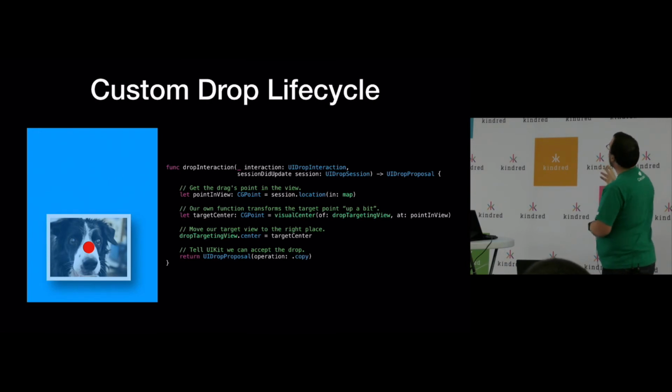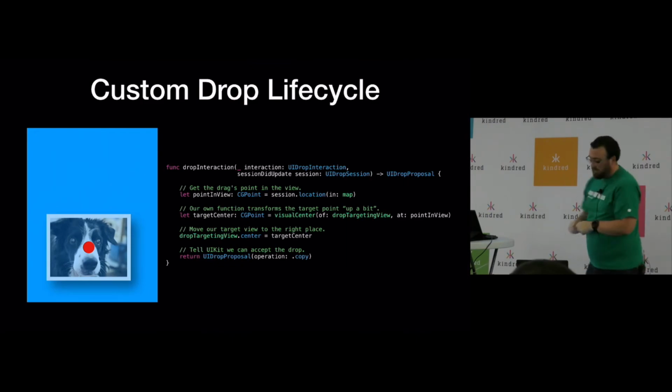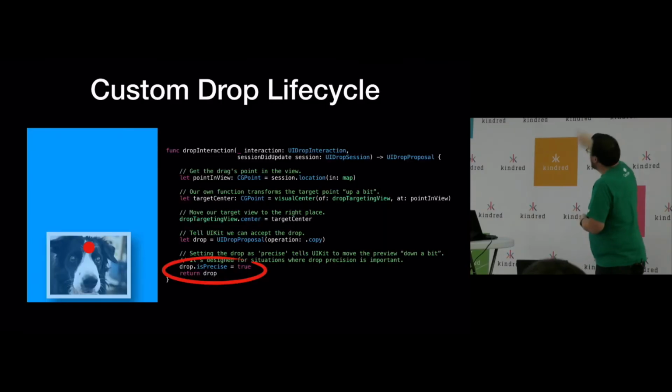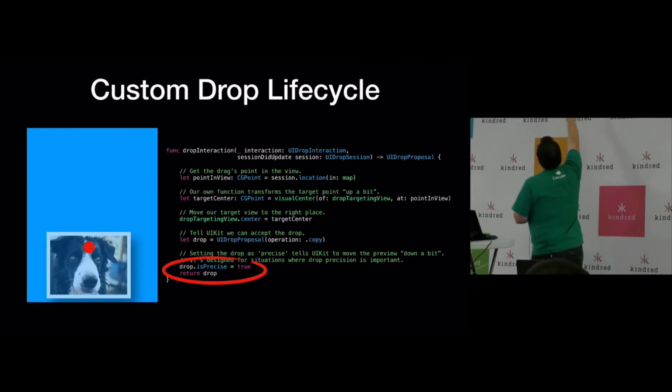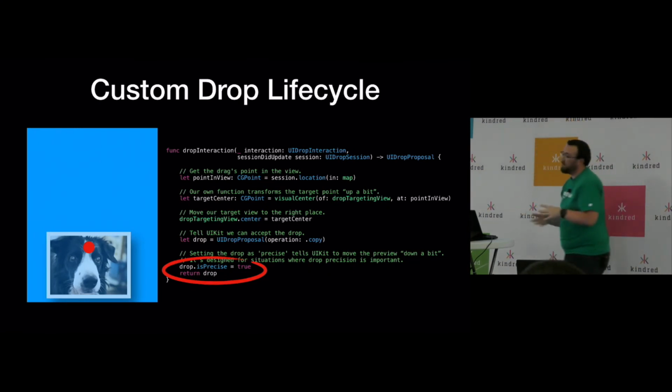So there you're telling UIKit, in this case, that you can copy. That adds the little plus symbol to the preview image. Again, that I didn't add to the slide. Super great. There is a mode here where you can tell the proposal that it is precise.